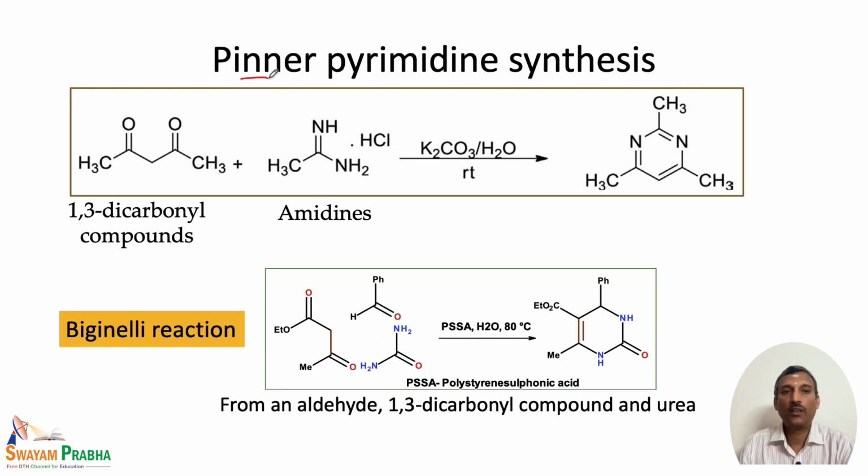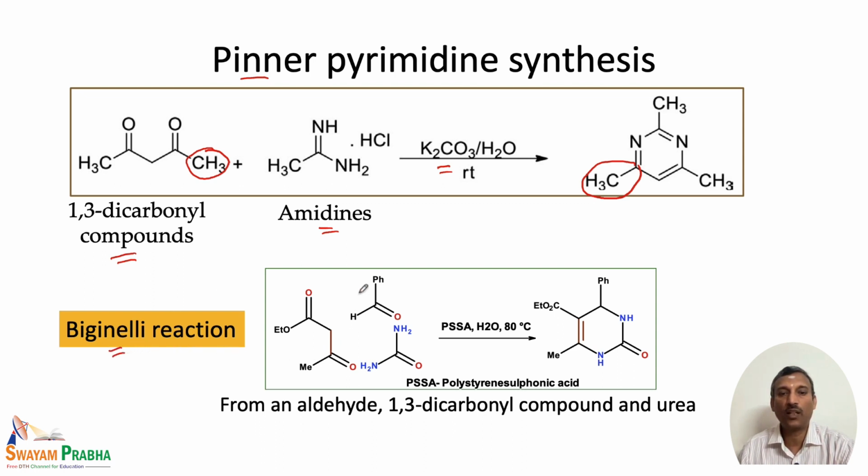Another method is the Pinner pyrimidine synthesis. Here 1,3-dicarbonyl compounds are reacted with amidines in the presence of potassium carbonate. Here a tri-substituted pyrimidine is formed in this reaction. Depending on the substituents present in the dicarbonyl compound, we end up with substituted pyrimidine derivatives. And there is another reaction which is called the Biginelli reaction.